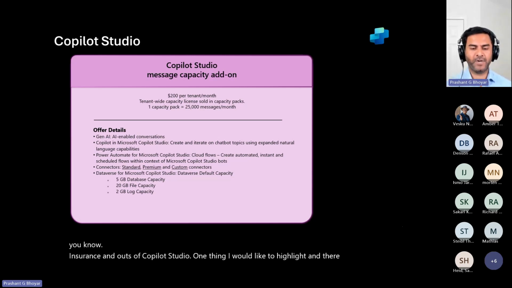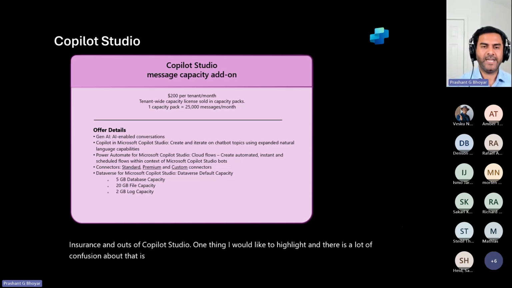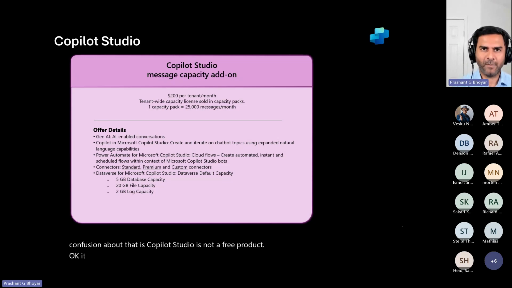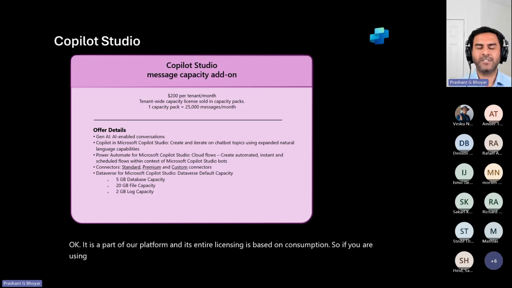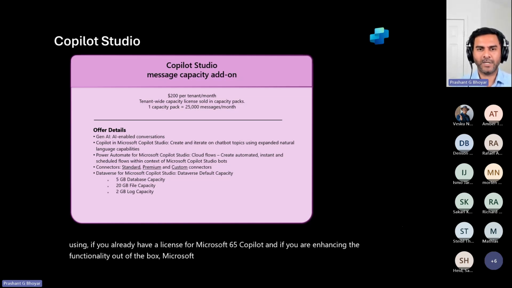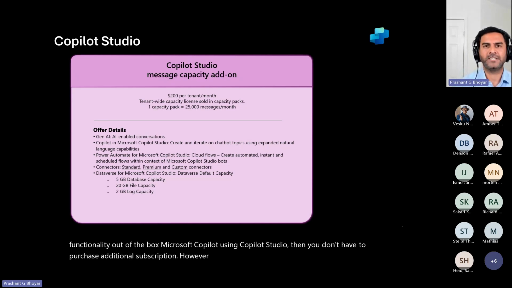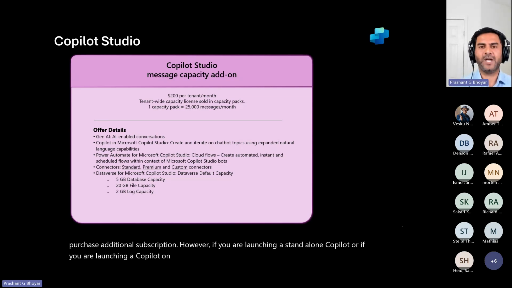Before we jump into the ins and outs of Copilot Studio, one thing I would like to highlight, and there is a lot of confusion about that, is that Copilot Studio is not a free product. Okay, it is a part of our platform, and its entire licensing is based on consumption. So if you already have a license for Microsoft 365 Copilot, and you are enhancing the functionality of the out-of-the-box Microsoft Copilot using Copilot Studio, then you don't have to purchase an additional subscription. However, if you are launching a standalone Copilot, or if you are launching a Copilot on different experiences, then you have to purchase this license separately.